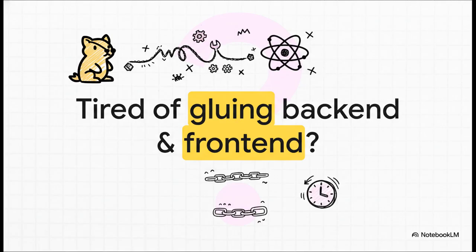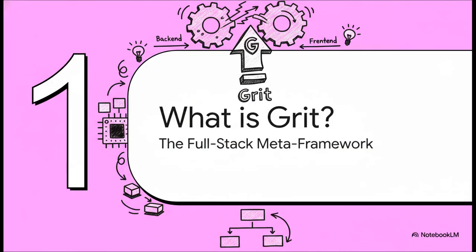Look, if you're a full-stack dev, you absolutely know this pain. You've got your awesome Go backend, you've got your slick Next.js front end, and then you have this mountain of tedious work just to get them to talk to each other properly. It's time-consuming, it's repetitive, and let's be honest, it's where a ton of bugs love to hide. But what if you could just skip most of that? And that's exactly the problem Grit is here to solve.